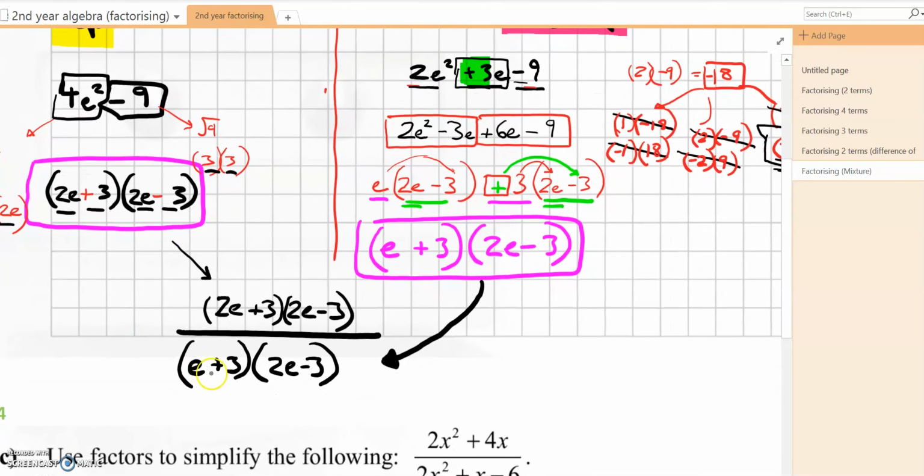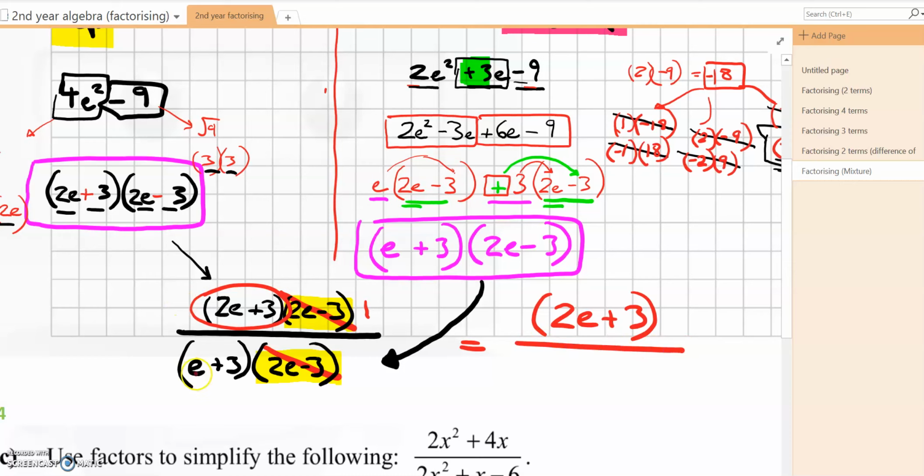Now at this stage, see if there's anything in common here. Is there anything on the bottom that's also on the top? And if you look, there is. There's a 2e minus 3 here and here. And what that means is you can cancel those. They go into each other once, okay? And put the number 1 there. So now, what you've got left is a 2e plus 3, that's this bit, over e plus 3.